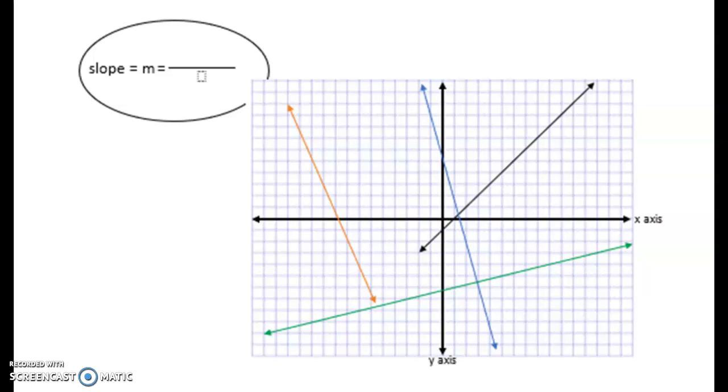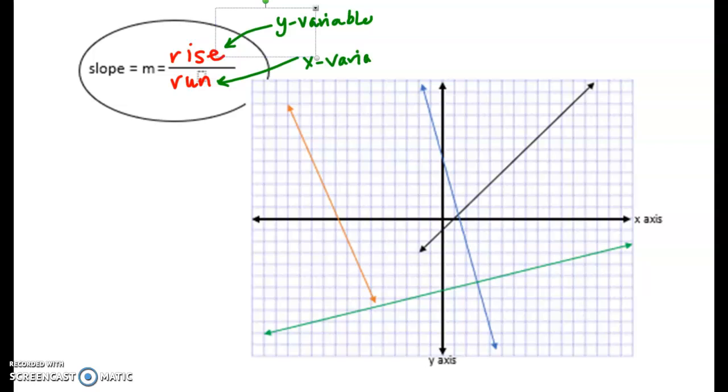Let's continue talking about slope. Slope is given by the variable m. We call slope m, and slope we know to be the rise over the run of a graph. Rise, that's the up and down part. That's the y variable, the change in the y, over the run, which is the change in the x variable.